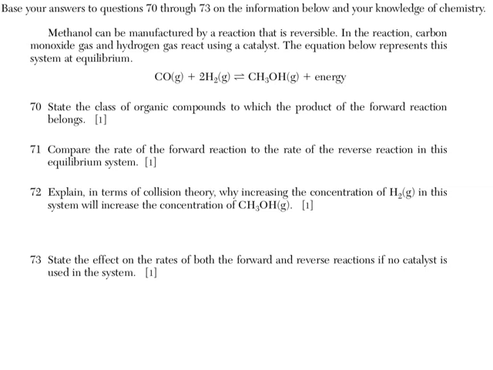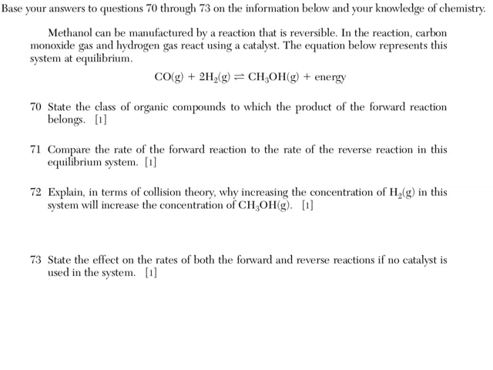70 to 73 are based on this thing here. It says methanol can be manufactured by a reaction that is reversible. In the reaction, carbon monoxide gas and hydrogen gas react using a catalyst, and the equation below represents the system at equilibrium. It says CO, this carbon monoxide gas, plus 2H2 gas can make CH3OH gas plus energy, or you can go reverse, where the CH3OH plus energy add together to produce CO and 2H2.